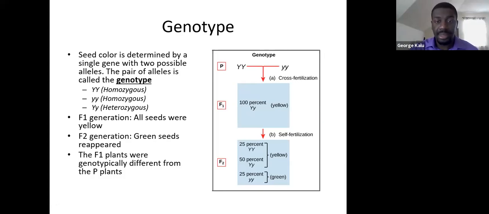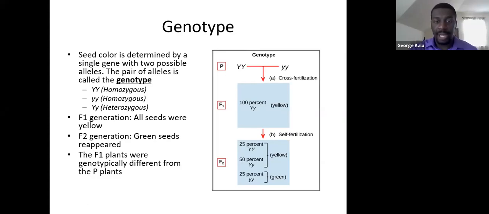What we see in this F1 generation is all of our seeds being yellow. So 100% of our seeds end up becoming yellow in this generation. Then if we look at the F2 generation, we see yellow seeds, and we also see that the green seeds have reappeared in this generation. Keep that in mind. We'll play with that a little bit more as we go forward.